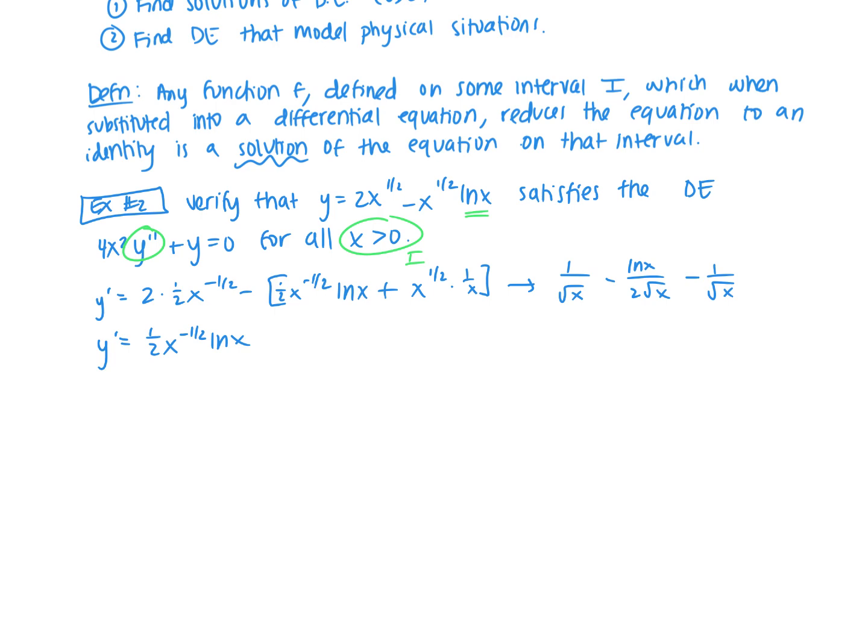Okay. Second derivative, again, we're going to need some, this is a negative 1/2. We're going to again need some product rule, so we end up with 1/4 x to the negative 3 over 2 natural log of x minus 1/2 x to the negative 1/2 times 1 over x. And if you trust me, I will tell you that simplifies to be 1/4 x to the negative 3 over 2 natural log of x minus 1/2 x to the negative 3 over 2.